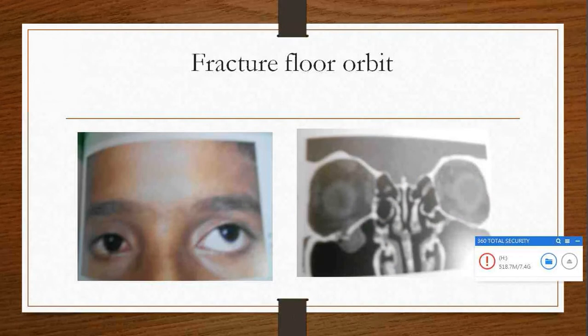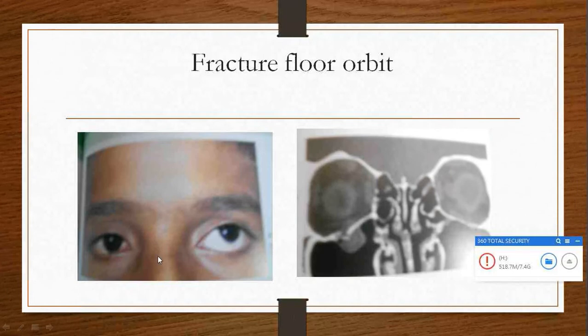So here this patient is having fracture floor of the orbit. The CT scan shows, you can see here, coronal view of the CT scan shows there is discontinuity in the floor of the orbit, and typical teardrop sign is there. Inferior rectus is entrapped, has fallen into the maxillary sinus.